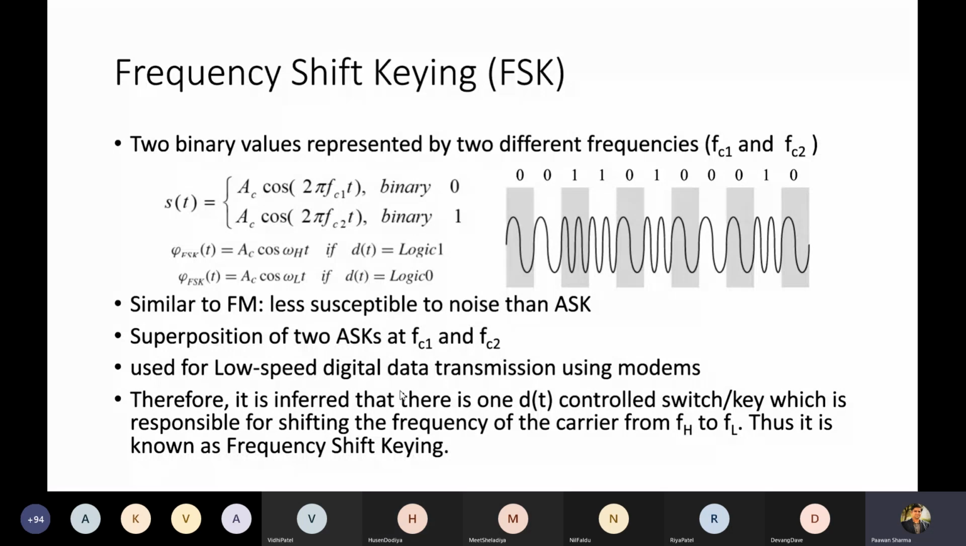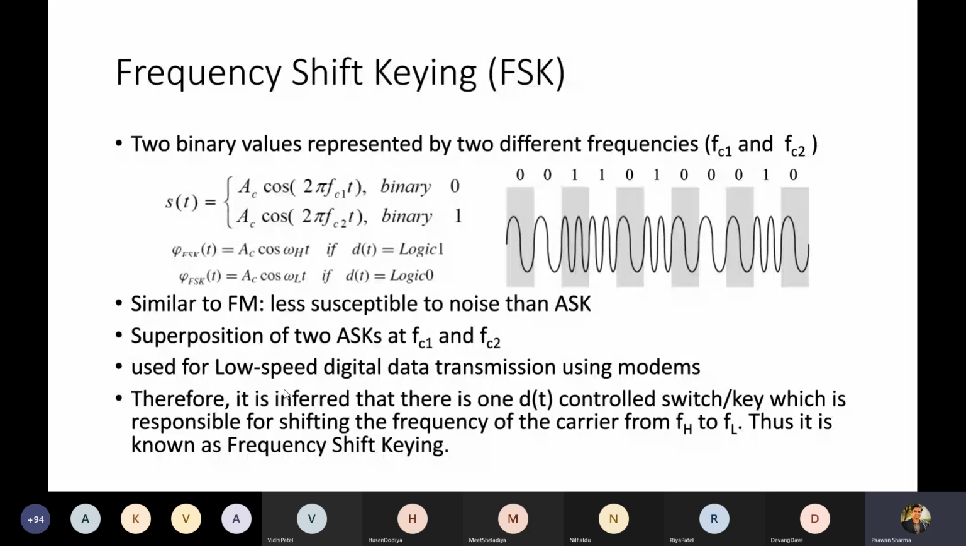It is generally used for low speed modem kind of digital data transmission, and therefore it is inferred that there is one data controlled switch or key switch which is responsible for shifting the frequency of the carrier from FC2 to FC1 and FC1 to FC2, or higher or lower, whatever representation you want. So it is known as frequency shift keying.